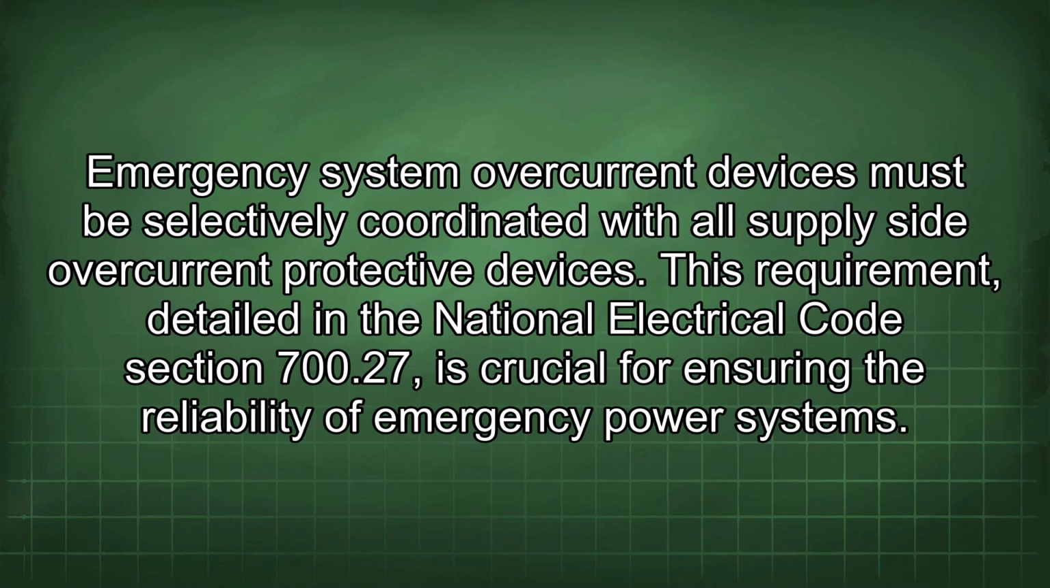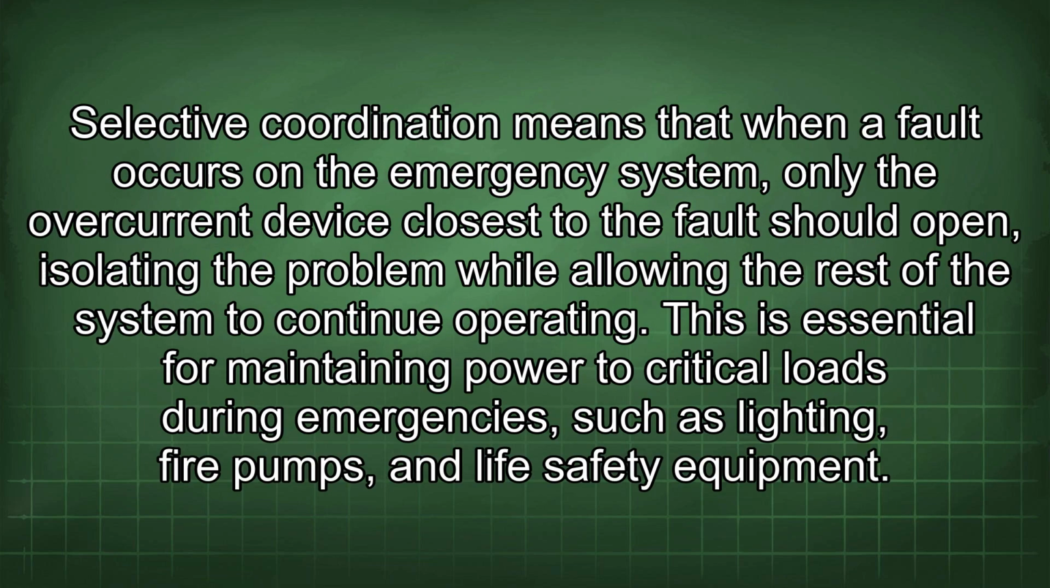Emergency system overcurrent devices must be selectively coordinated with all supply-side overcurrent protective devices. This requirement, detailed in the National Electrical Code Section 700.27, is crucial for ensuring the reliability of emergency power systems. Selective coordination means that when a fault occurs in the emergency system, only the overcurrent device closest to the fault should open, isolating the problem while allowing the rest of the system to continue operating.